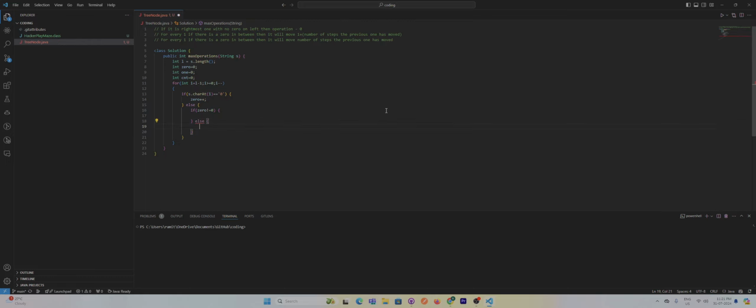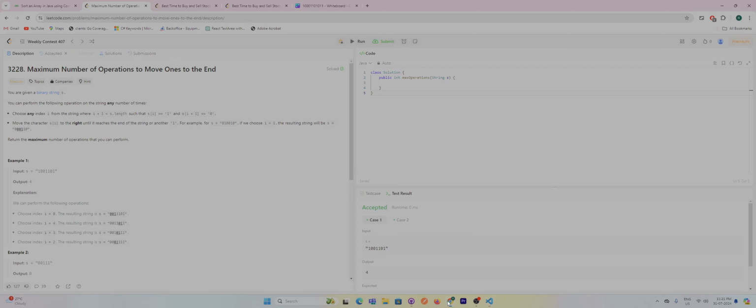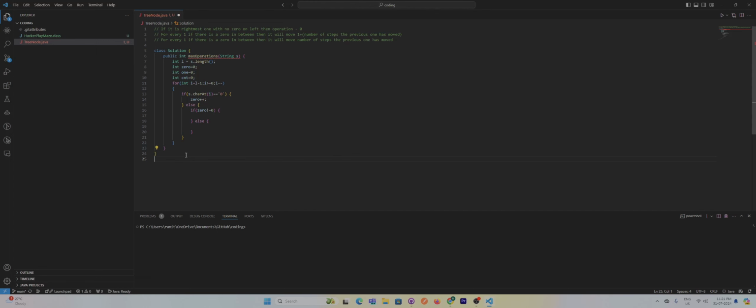Else, so there can be two cases. The one is a terminal one, right? Just think of it. You're encountering a one like this. Where is the number? This is the number. Just think of it as I'm coding this, and you're encountering this one. There's no 0 to the left of the number, so how many steps will this one go? There is no 0 to it, so this one will not go any steps.